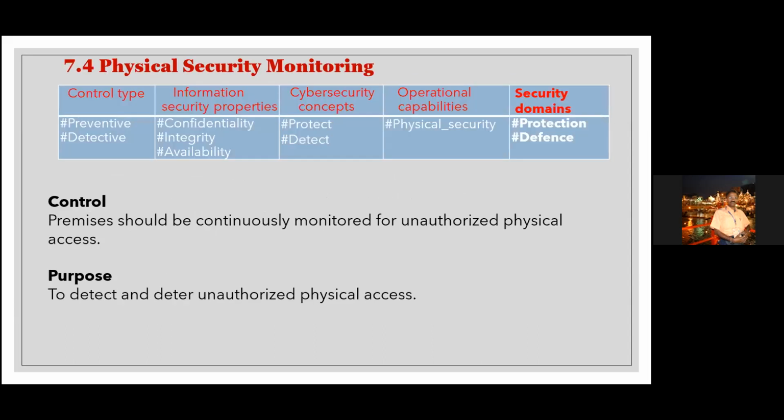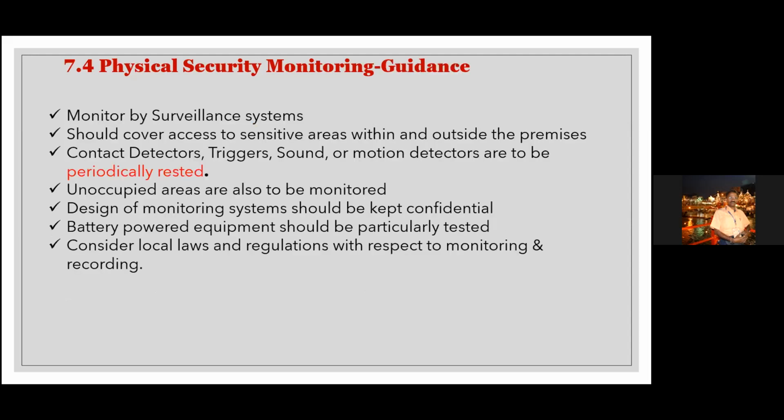And now three organization-level new requirements will be verified. Now the physical security monitoring. The control definition is premises should be continuously monitored for unauthorized physical access. Purpose is to detect and deter unauthorized physical access to the ICT environment, technology environment or the infrastructure.